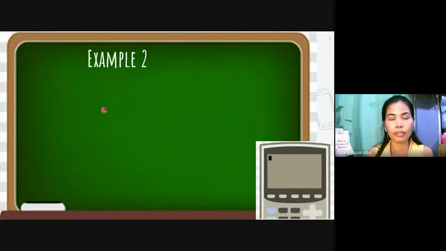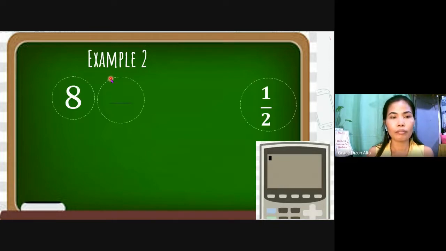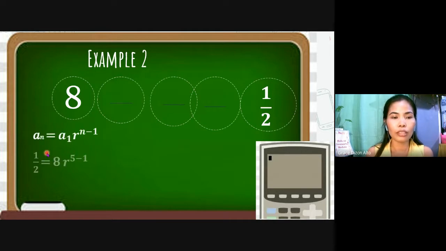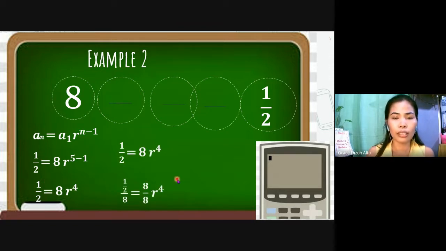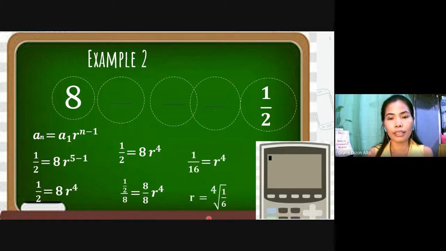Next example, we have the first term 8, and we will be finding the three geometric means between 8 and the fifth term, which is 1/2. So we will have to get the common ratio using the nth term formula. We go back to the derived formula of the common ratio, which is r is equal to n minus 1 root of a sub n divided by a sub 1. So here we substitute the given values, 8 and 1/2, and n is 5. So 5 minus 1 is 4.